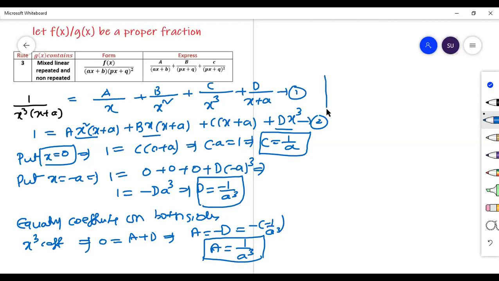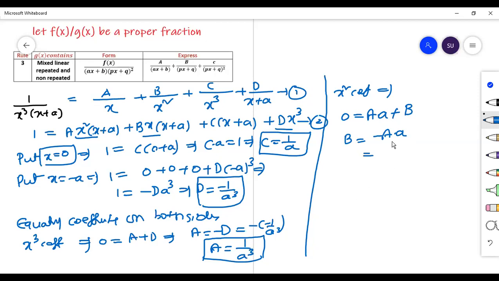B. For that, let us consider the x square coefficient. Again the left hand side is 0. On the right hand side, A x square into a gives A into small a, plus B x square. Here you are able to find x square, so that is B. Now B is equal to minus A into a. But what is the A value? 1 by a cube. That is minus 1 by a cube into a, which is nothing but minus 1 by a square. So I think we found all the values of A, B, C, D.